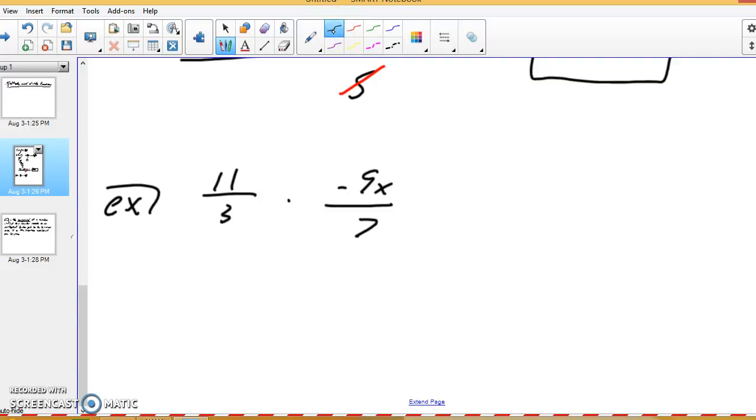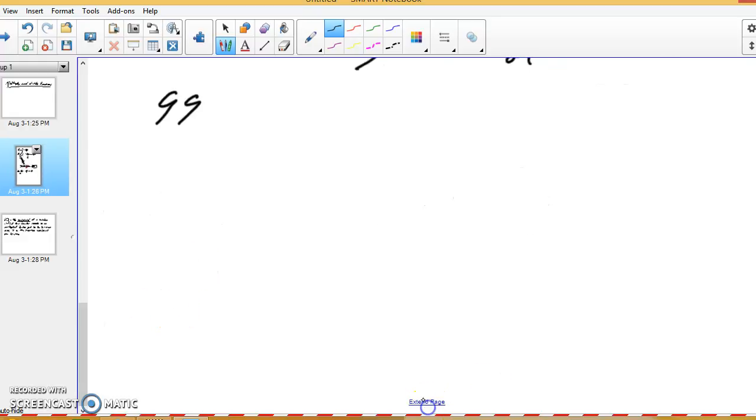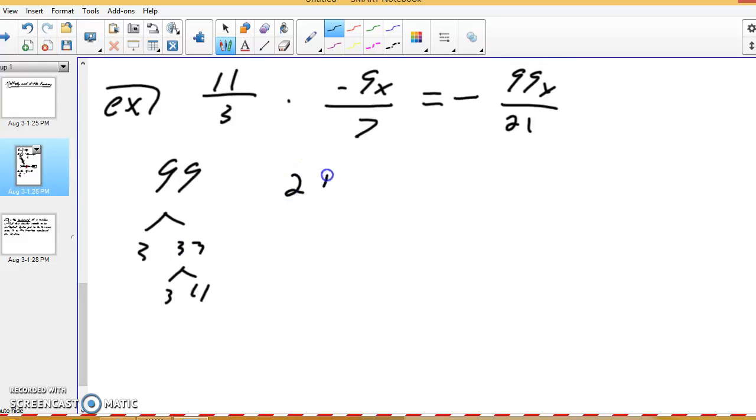Okay, so like I said, we just multiply straight across. So we see that we have a positive times a negative. So our final answer is going to be negative. 11 times 9x, well, that's 99x. 3 times 7, that is 21. And now we find our prime factorizations. That's 3 and 33, 3 and 11. We have 3 and 7.